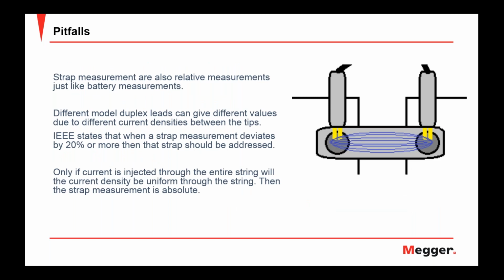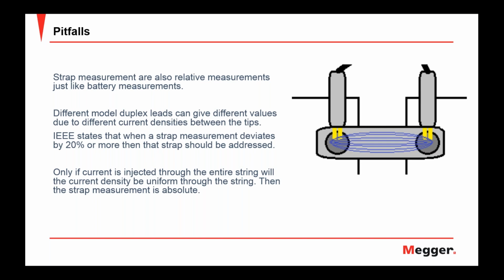The other thing is that whenever I'm using duplex leads, and what I mean by duplex leads is I have a probe with 2 pins on each one. One injects current and one measures voltage. Whenever I'm doing this, it's going to be a relative measurement, not absolute. This is because I don't have uniform current density going through the strap. It takes time for the current to expand and become uniform. So if I was to use a different set of probes where the tips were further apart, I'm going to get a different reading.